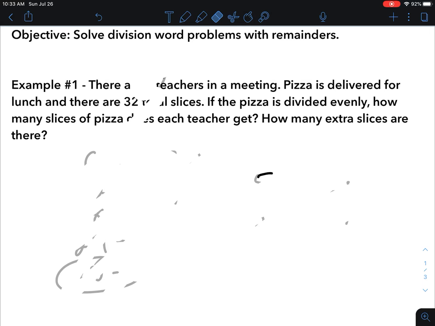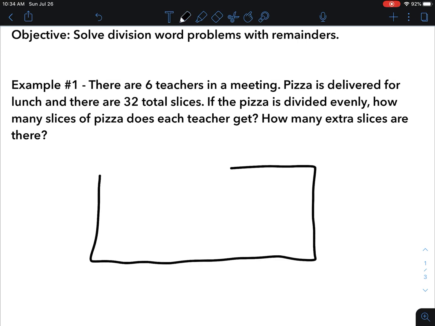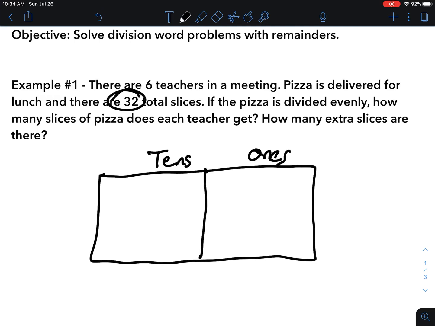There's another strategy. Third one I'm going to show you right now. And again, you can use any of these strategies today because it doesn't tell you that you have to use a certain method. The other one is using a place value chart and disks like we did with multiplication. So here's 10s, here's 1s. I have 32 total slices I need to divide up. So our 2 is in the 1s column, and I have 3 10s. And I am dividing it by 6.